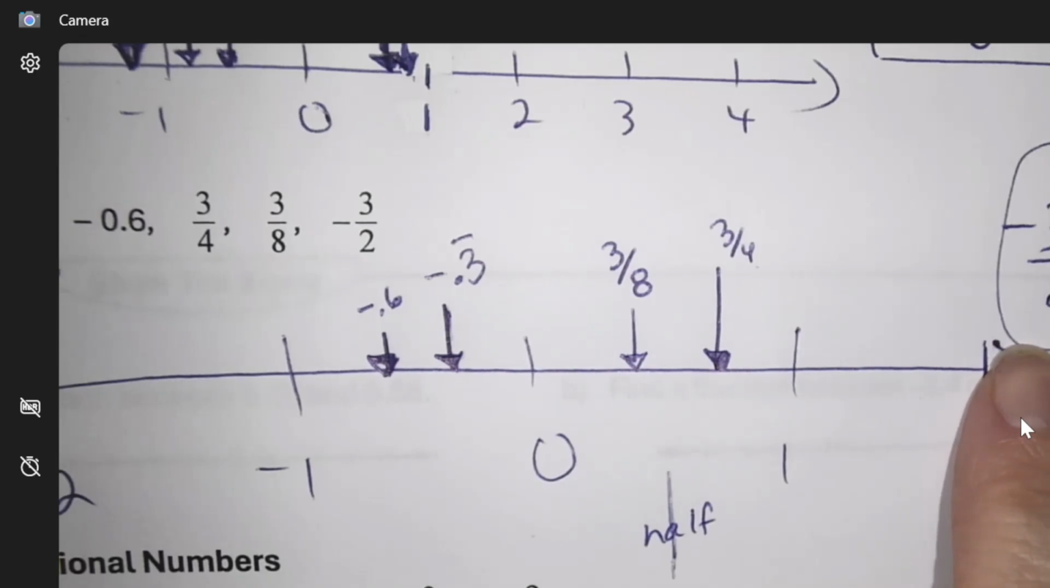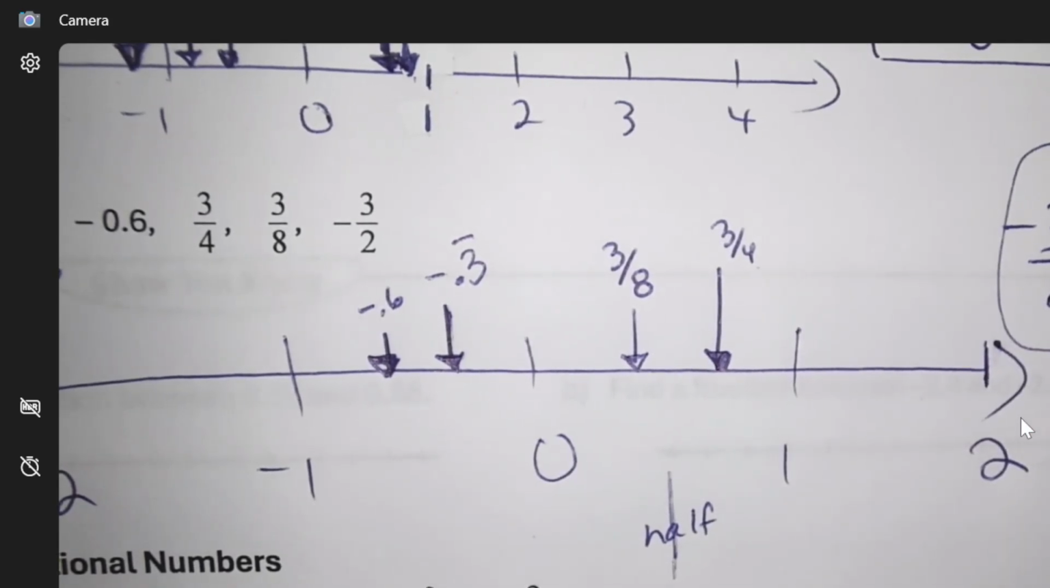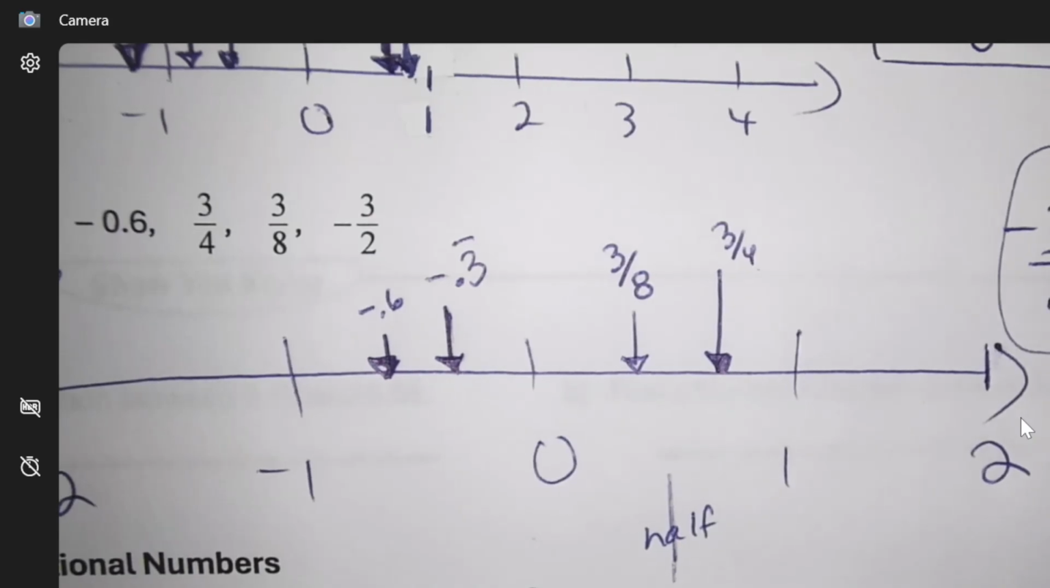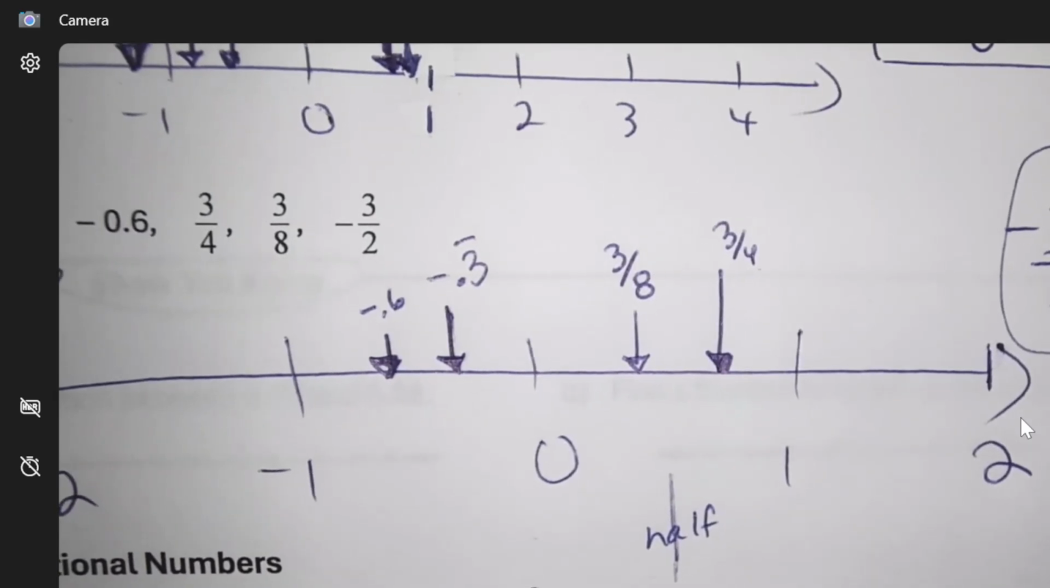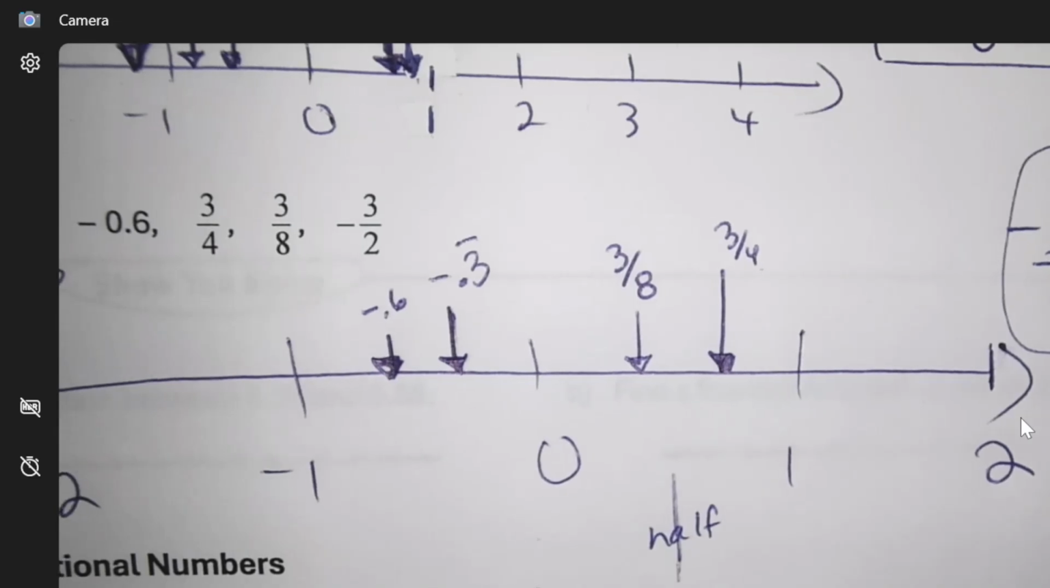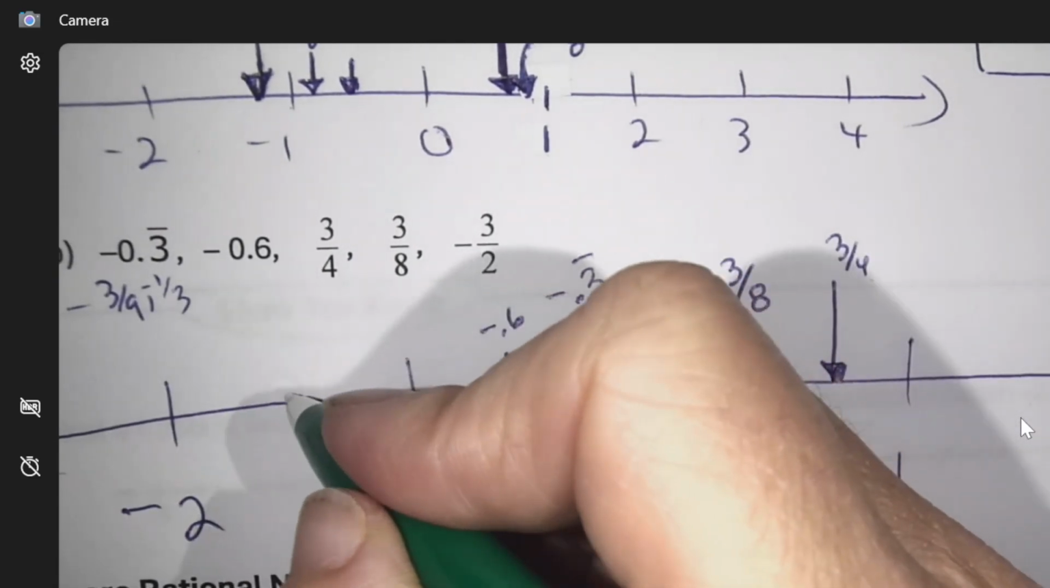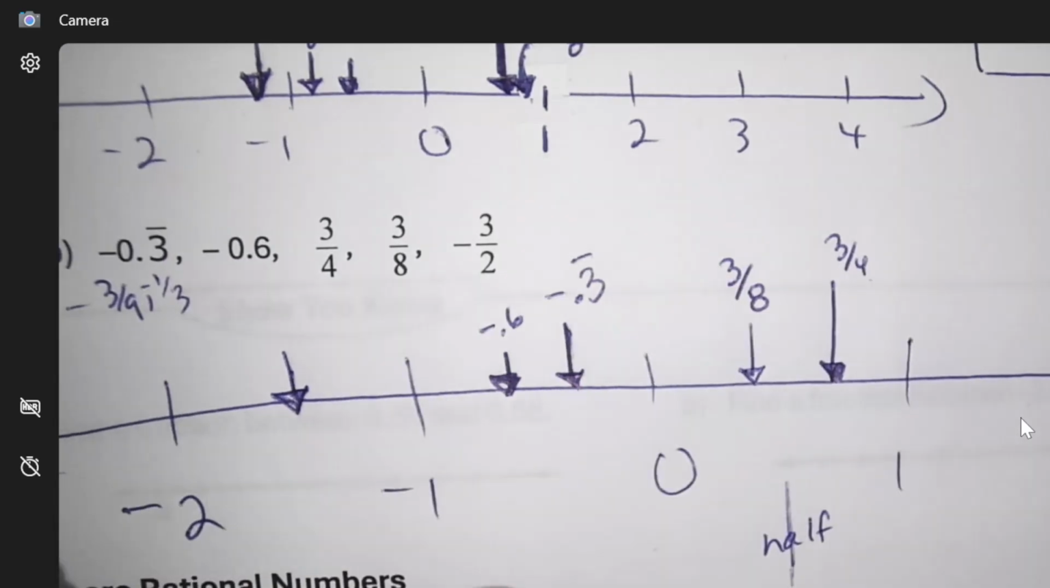And the last one is -3/2. Can you tell me what this is as a mixed number? -1 and 1/2. Because you have 2 of the whole to make a whole, and then 1 extra one. So then it goes right in between -1 and -2. Right smack dab in the middle.